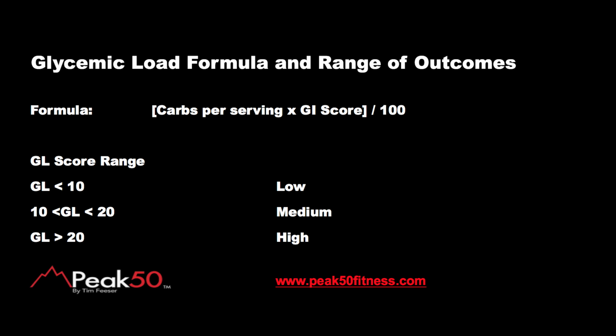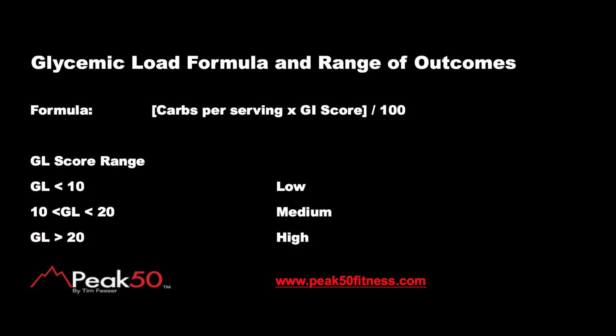To calculate the glycemic load for a serving of food, we need to know the amount of carbs in the serving and the GI score. The glycemic load is calculated as follows. We take the number of carbs multiplied by the GI score and divide the result by 100.